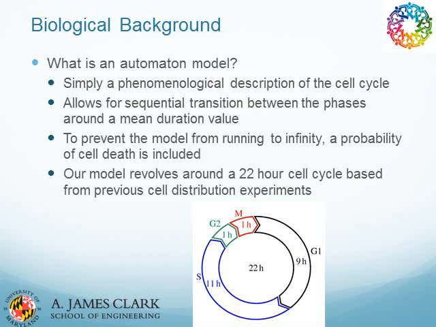And our model in this case revolves around a 22-hour cell cycle, and this 22-hour cell cycle is based off previous cell distribution experiments that were conducted. And you can see below, the M phase is 1 hour, G1 is 9, the S phase is 11 hours, and then the G2 is 1 hour, for a total of 22 hours.